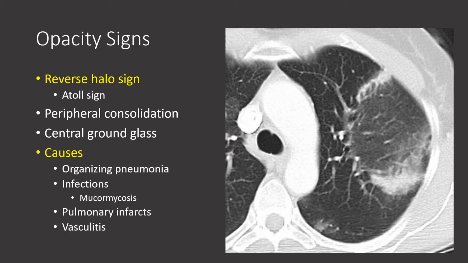This sign was initially described in the setting of organizing pneumonia, a pattern of lung injury, though it could also be seen in other conditions such as infection, particularly mucormycosis, pulmonary infarcts in the setting of acute PE, and some vasculitides. This patient had started a new medication and had a drug toxicity that manifested as a secondary organizing pneumonia pattern in his lung.